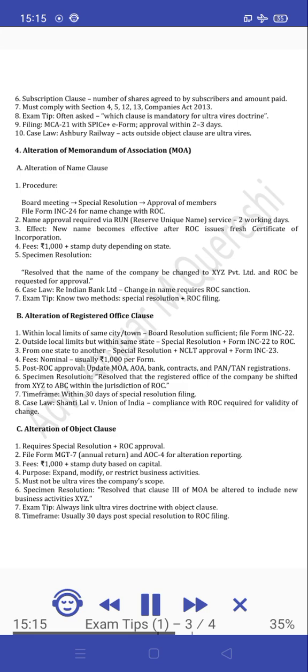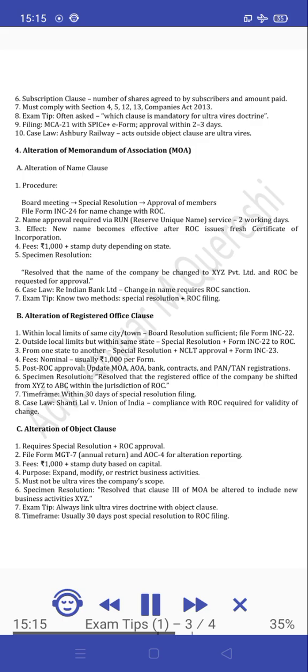5. Post-ROC approval: Update MOA, AOA, bank, contracts, and PAN-TAN registrations. 6. Specimen resolution: Resolve that the registered office of the company be shifted from XYZ to ABC within the jurisdiction of ROC. 7. Timeframe: Within 30 days of special resolution filing. 8. Case law: Shanti Lal vs. Union of India. Compliance with ROC required for validity of change.